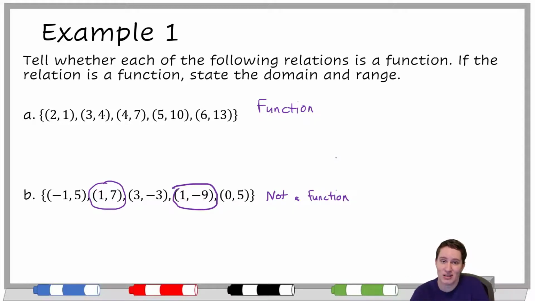The inputs need to be different because if we have a repeated input, that means we probably have 2 answers for that input. They could try to trick us by giving us like 1, 7 and then 1, 7 again. That's technically fine. They've just repeated the same answer twice, but they haven't given us 2 unique answers. So it's kind of weird. All right, we need the domain and range on A.